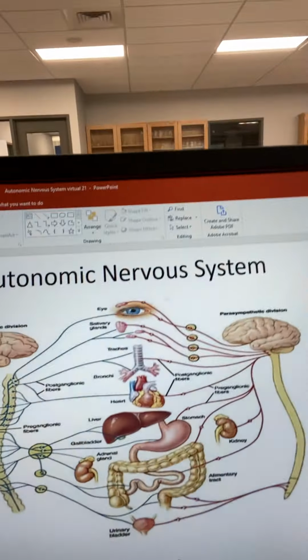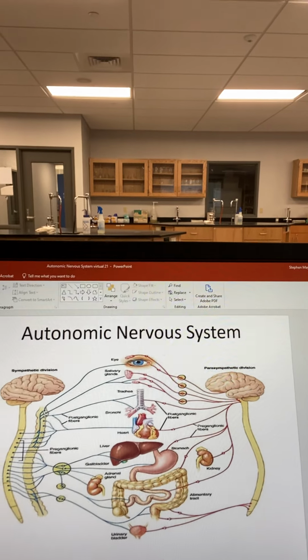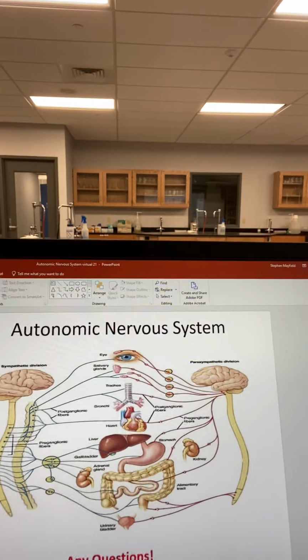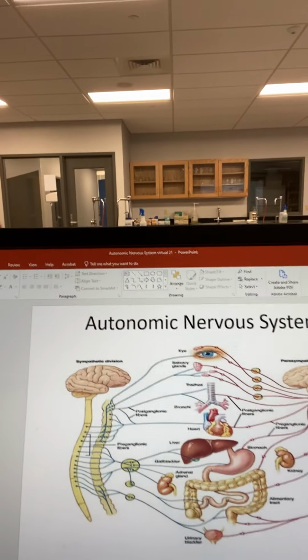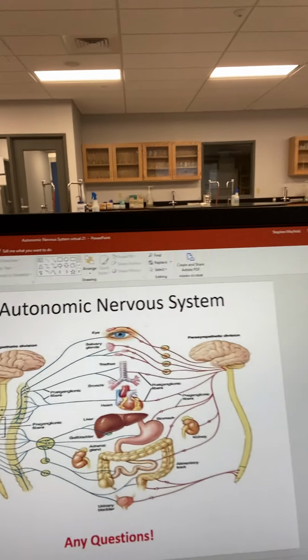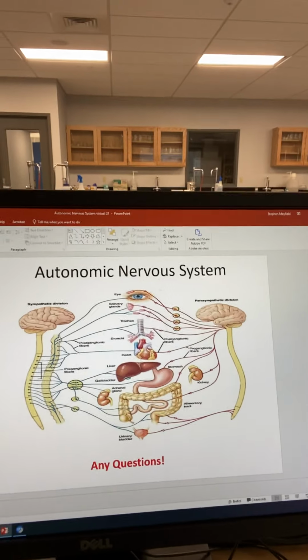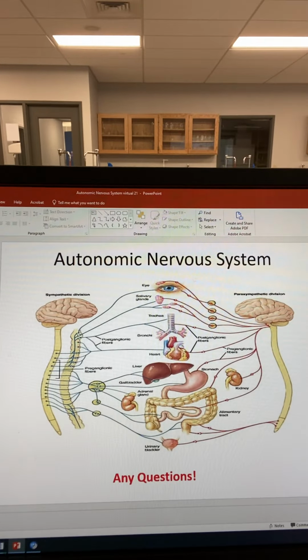All right, so the very first slide, we have a simple summary slide, and here it is. That is the autonomic nervous system. And we have the two different divisions. We have the sympathetic division on this side and the outputs of the parasympathetic division on that side. Do you have any questions? I bet you do. It's complicated, I know.